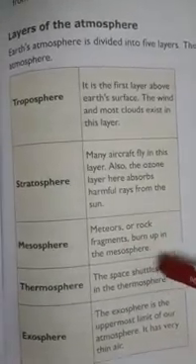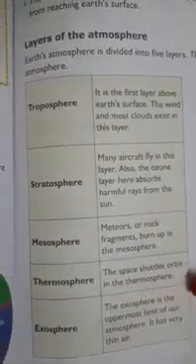Meteors or rock fragments burn up in the mesosphere. Thermosphere, the space shuttle orbits in the thermosphere. Exosphere, the exosphere is the uppermost limit of our atmosphere. It is a very thin layer.